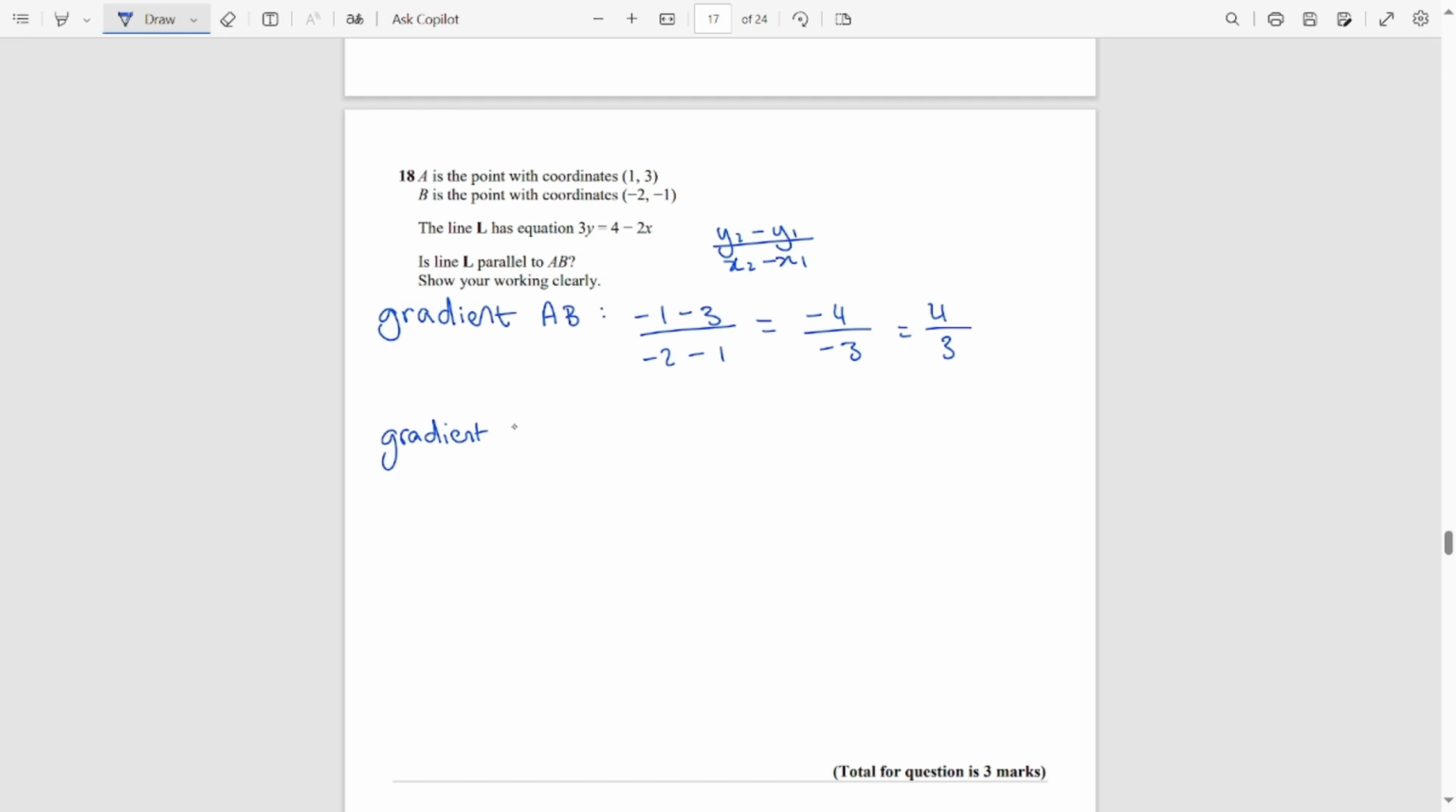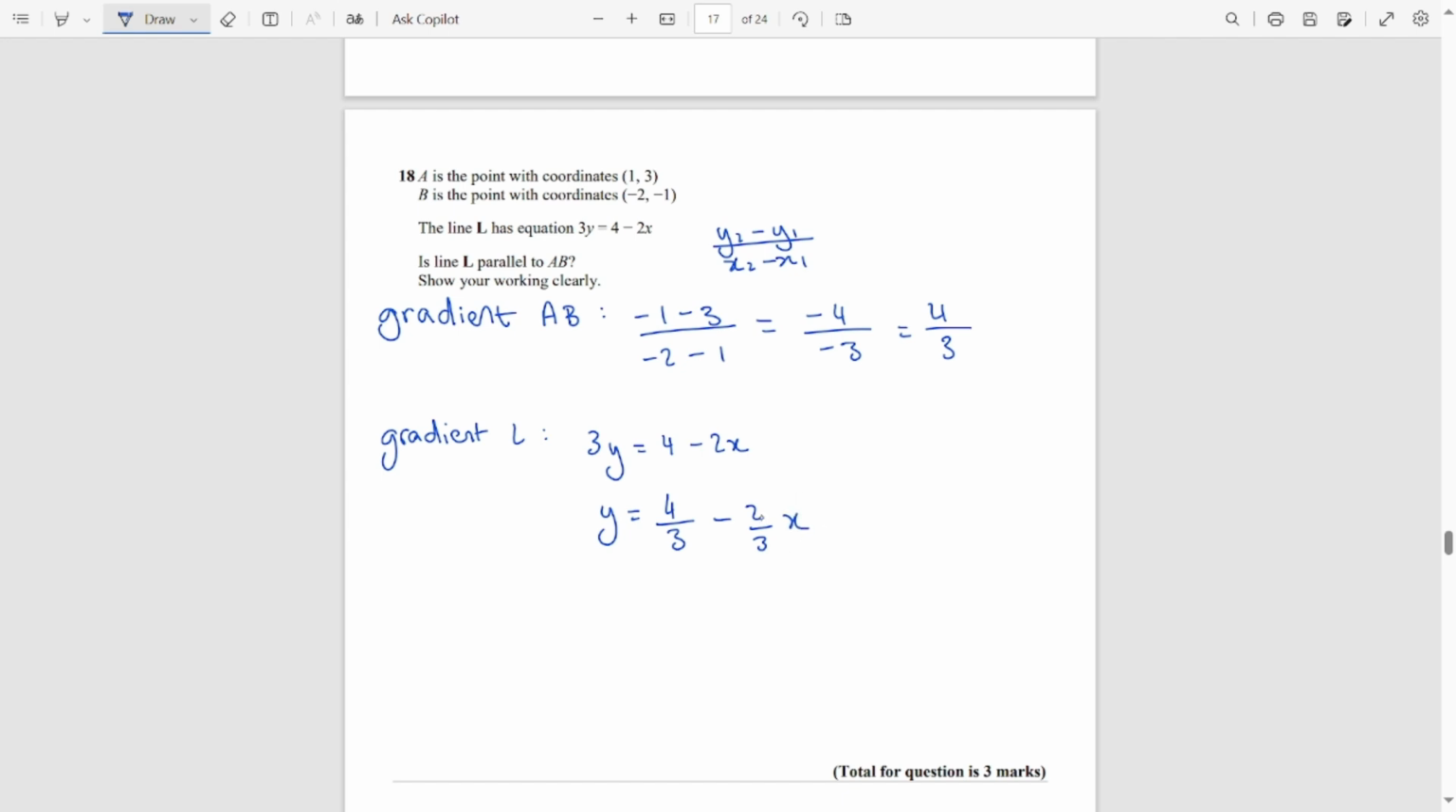So the problem for the gradient of L is that at the minute this equation is not in the y equals mx plus c format. So we have 3y is equal to 4 minus 2x, and I want to try and rearrange this to y equals mx plus c. I think if I divide everything through by 3, y will be the subject. So y is equal to 4 over 3 minus 2 over 3x.